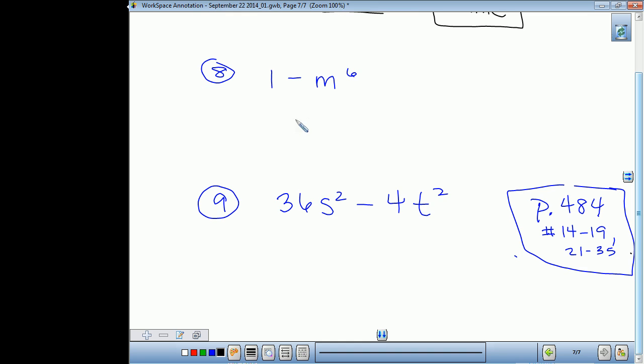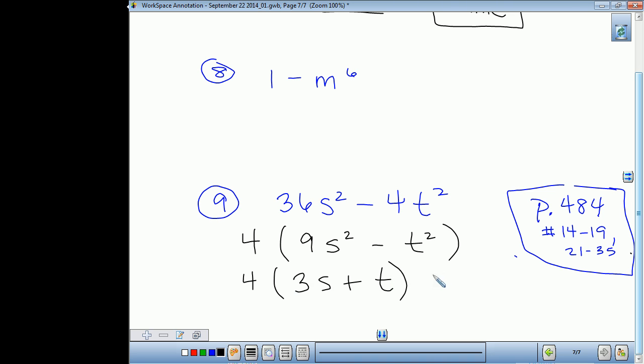Okay, I'm going to skip number 8 just because of time. And I want to look at number 9. Is 36s squared a perfect square? Yeah. Is 4t a perfect square? Yes, it is. Okay, but did it have a GCF I should have dealt with first? Yes, it does. GCF always first. Don't get ahead of yourself. So now is what's left still perfect squares? Is the 9s squared a perfect square? Yes. And the 1 is a perfect square, so it factors to 3s plus t and 3s minus t.